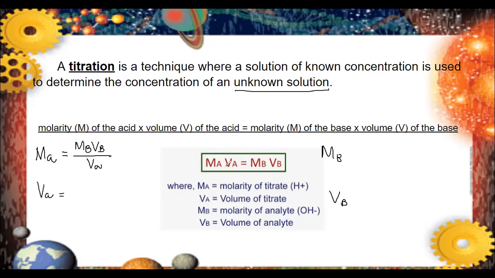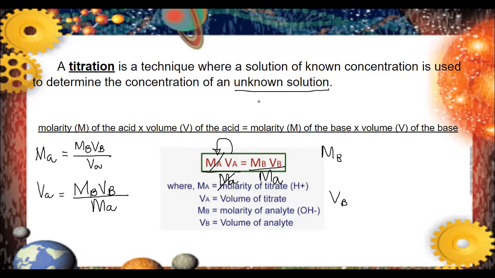So, sino yung kasama ni VA dito sa area na to? So, that is MA. We need to divide both sides by MA. Alright? Then, we need to cancel out these two para maiwan na po si volume of acid. So, our formula for VA is MB VB over MA.